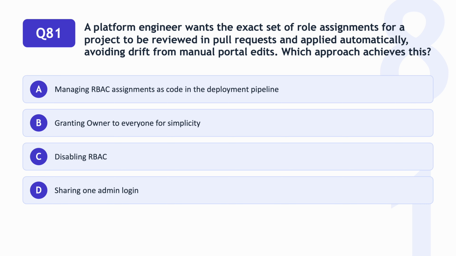Question 81. A platform engineer wants the exact set of role assignments for a project to be reviewed in pull requests and applied automatically, avoiding drift from manual portal edits. Which approach achieves this? A.